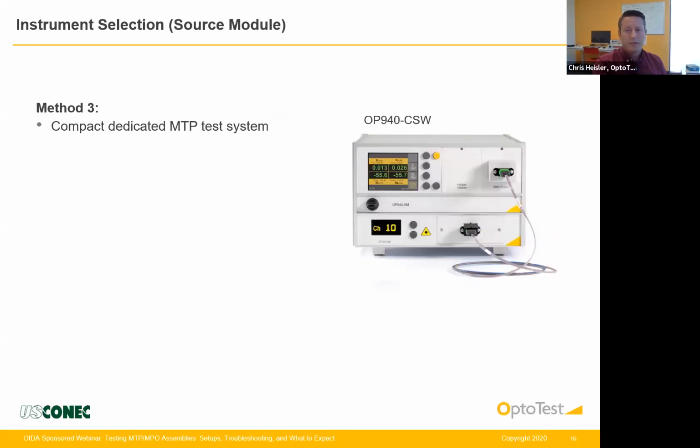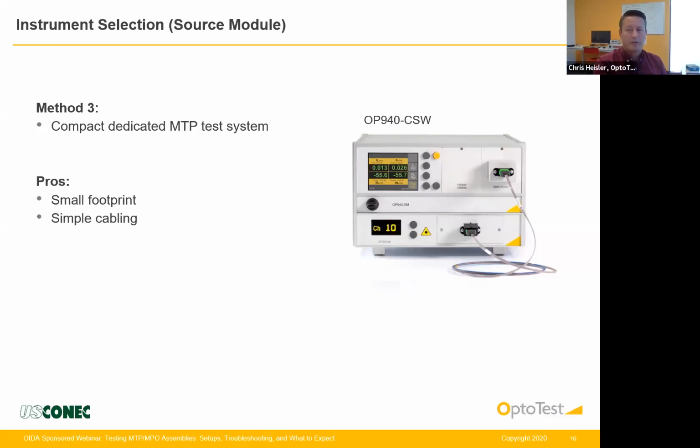The third system is a compact, dedicated MPO test system. A dedicated MPO test system is great if the system will be dedicated to MPO assembly testing only. The OP940 CSW has a compact footprint and cable management is minimal since it doesn't require a fan out due to it having an MTP connection at the front panel.